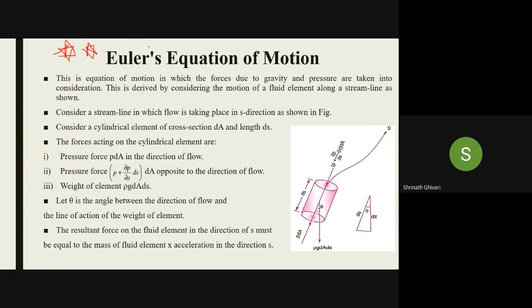So what is Euler's equation of motion? I have told you, it is the equation of motion in which only forces due to gravity and pressure are taken into consideration. This is derived by considering the motion of a fluid element along a streamline. So we are considering a streamline flow like this, this line, upon which we are considering a cylindrical element.